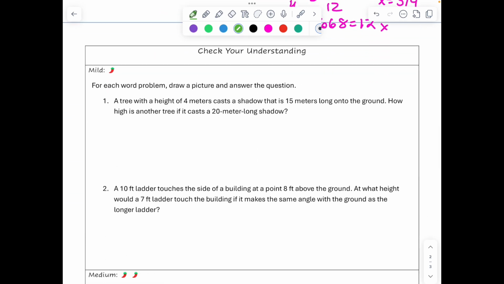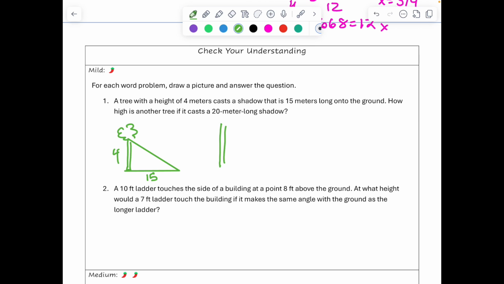All right, on to some check your understandings. I won't do all of these, but I'll definitely talk about some of them. We've got a tree with a height of 4 meters. So I'm going to draw my little tree here. That casts a shadow that is 15 meters long. When we measure a shadow, we would measure that flat against the ground. So if we turn that into a triangle, that's what we would have.